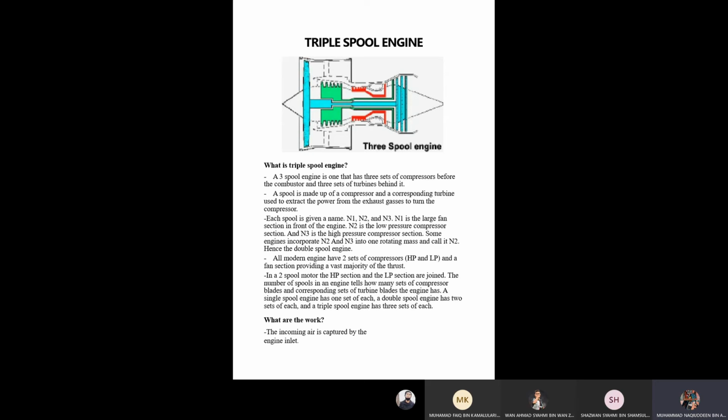All modern engines have two sets of compressors, HP and LP, and a fan section provides the vast majority of the thrust.